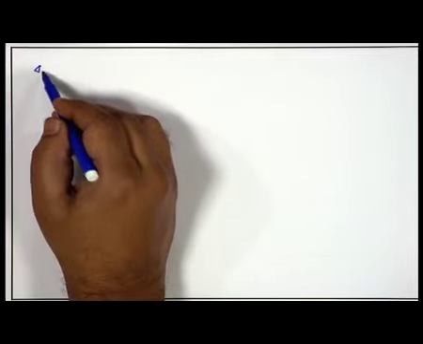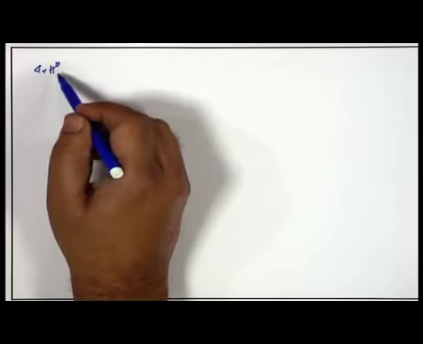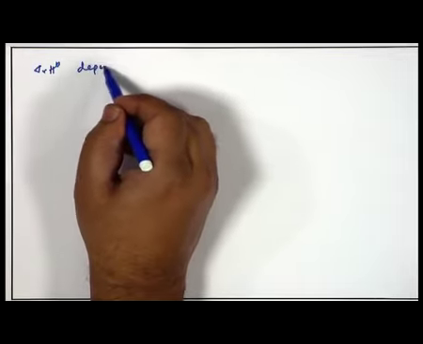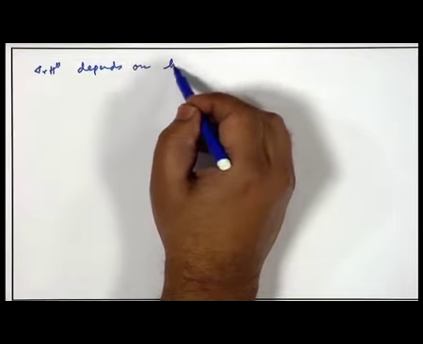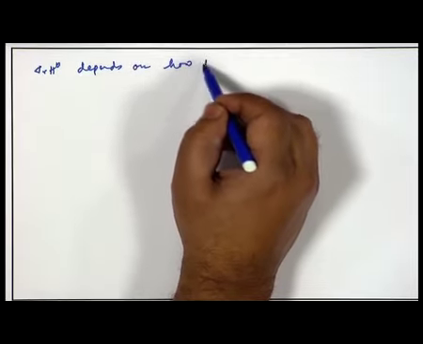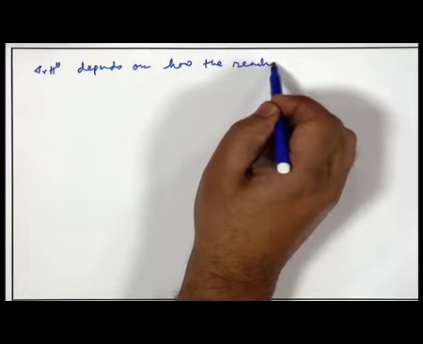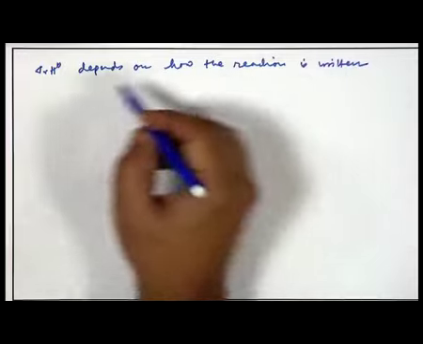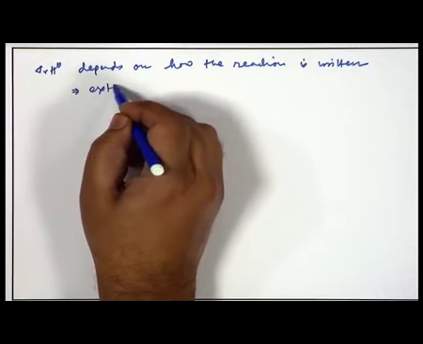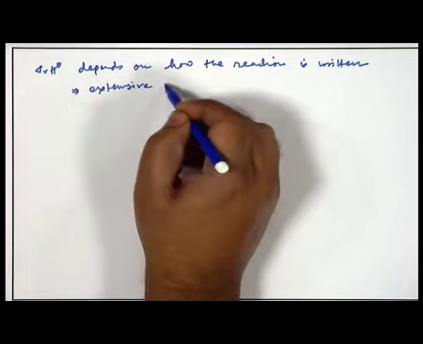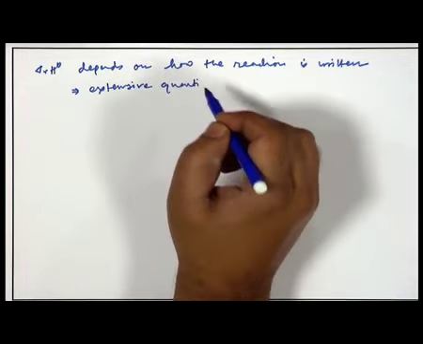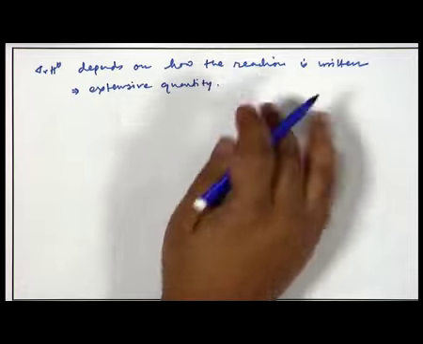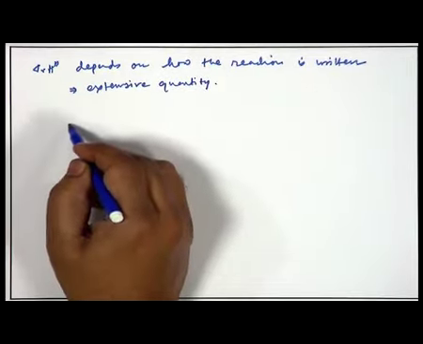Now, delta H standard reaction enthalpy depends on how you write the expression, how the reaction is written, and it is an extensive quantity, even though its unit is joule per mole. For example, I write this equation.